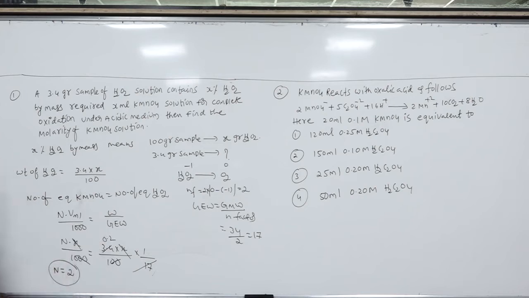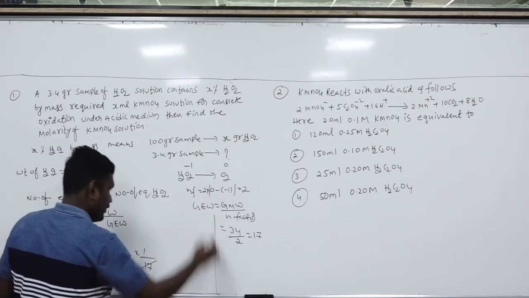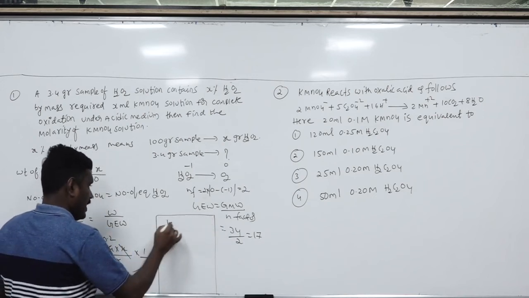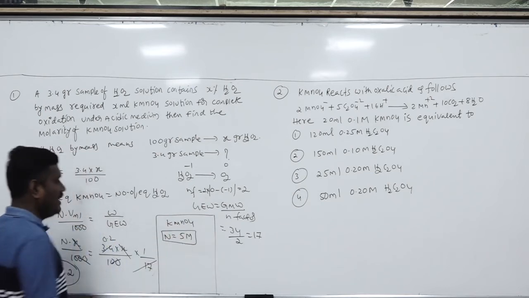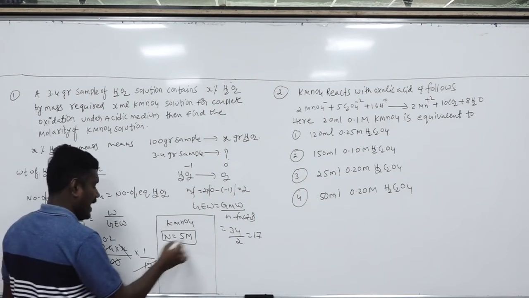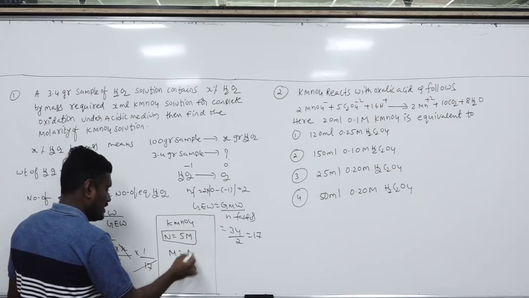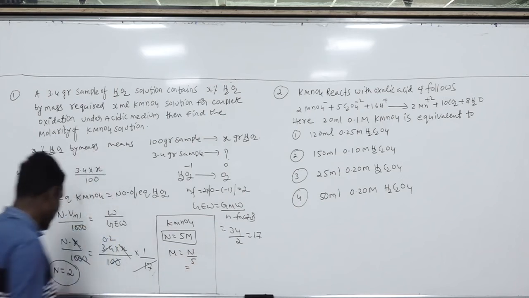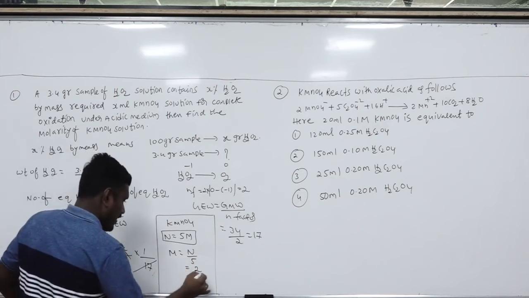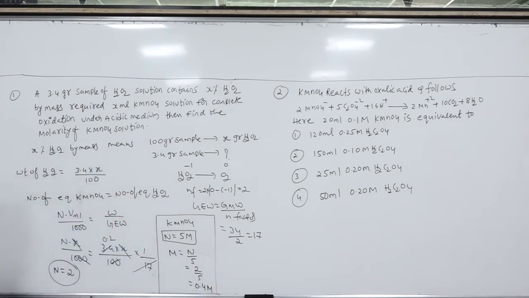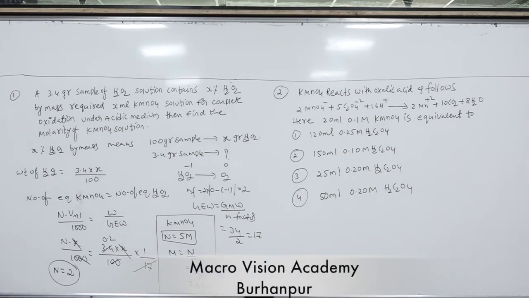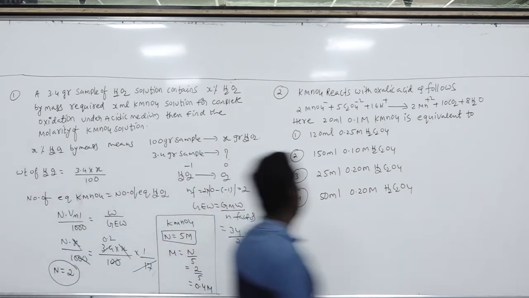Do you know the relation between normality and molarity? For KMnO4, normality is 5 times the molarity. Yes or no? Because the n factor for KMnO4 is 5. So I have to calculate the molarity, that is the normality divided by 5. What is the normality you got here? 2. 2 by 5, that is 0.4 moles per liter. This is the KMnO4 molarity.